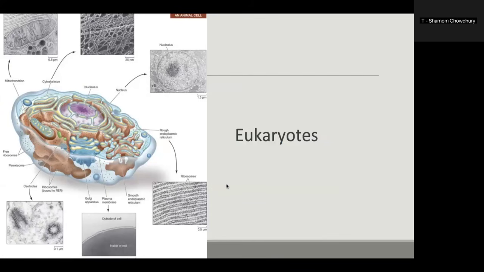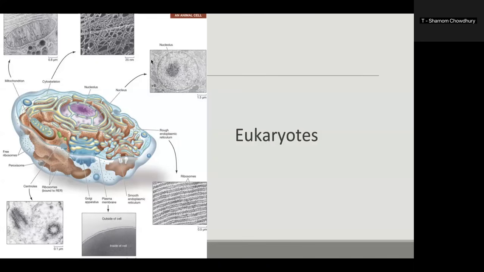Now we have eukaryotes. Eukaryotes do contain membrane-bound organelles. And yes, you will be responsible for knowing every single function of everything that's written here. Trust me, it is not that bad. First things first, you have the nucleus region here. The nucleus region contains all the DNA of your cell. The nucleolus region is responsible for creating ribosomes. So nucleus contains your DNA, nucleolus makes ribosomes.